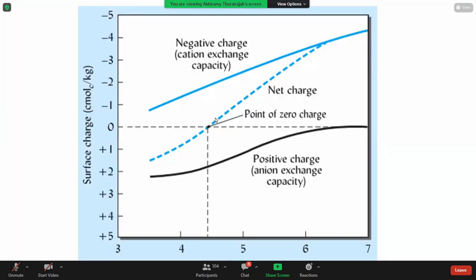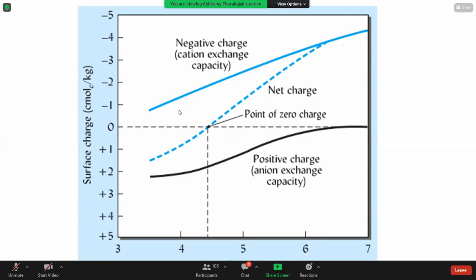can you see the slides now? Yes, yes, ma'am. Yeah, go through the slides. You're also indicating the relationship between the soil pH and the positive and negative charges here. How the positive and negative charges are changing with the pH.